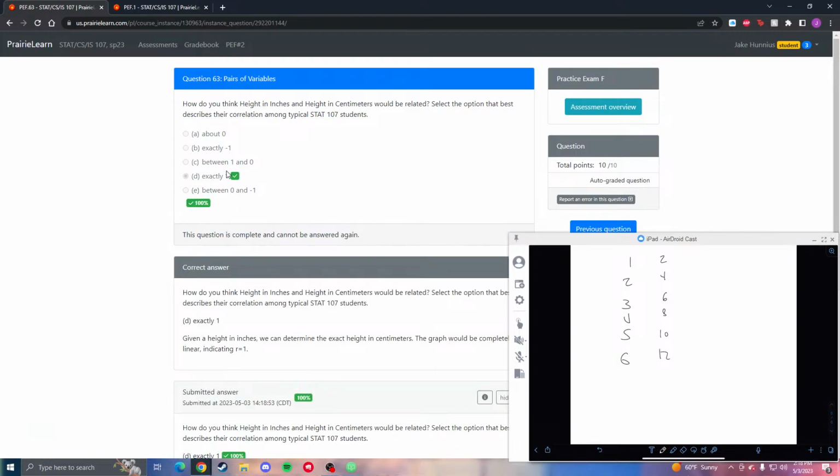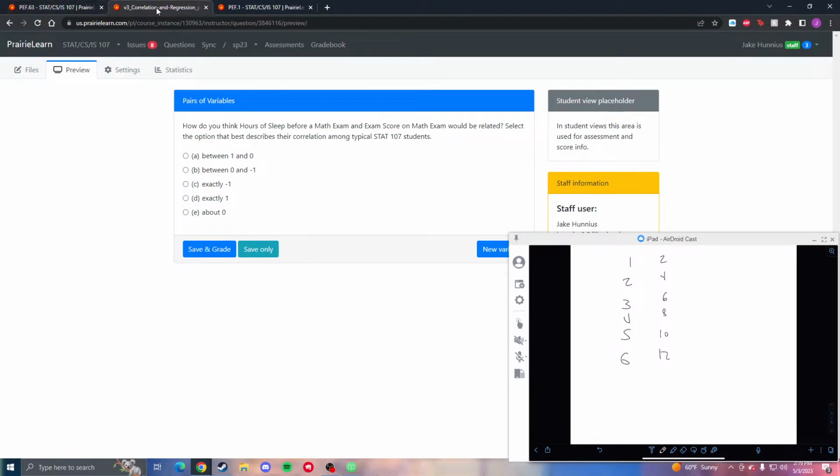So if the data is the same data just manipulated somehow, whether it's multiplied by a factor or whatever, it's going to pretty much be the same. But for this pairs of variables question, hours of sleep before a math exam and an exam score on a math exam, it wouldn't be exactly 1 because the hours of sleep and the score aren't the same.